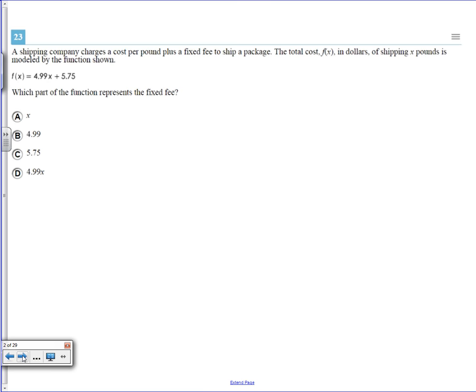So let's start here with number 23. A shipping company charges a cost per pound plus a fixed fee to ship a package. The total cost, f of x in dollars, of shipping x pounds is modeled by the function shown. So here's your function. Your variable is x, and in this problem, x is for number of pounds, and then f of x is the total cost. Which part of the function represents the fixed fee?